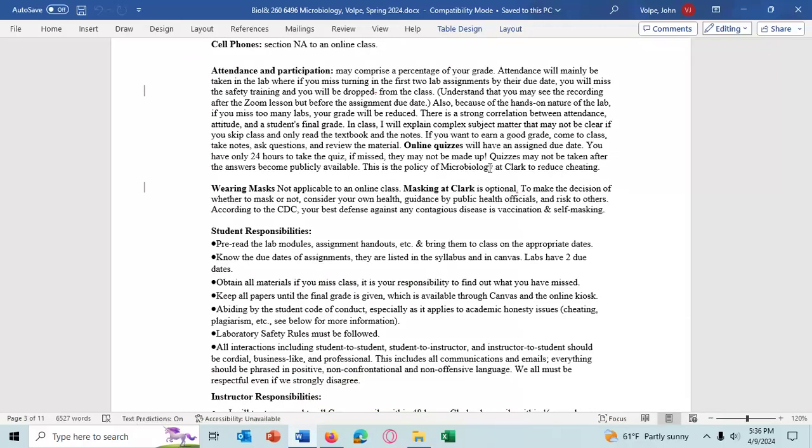Online quizzes do have a due date. They must be taken within 24 hours of the due date, generally before the due date. If missed, they may not be made up unless you make arrangements with me within about 24 hours of the quiz. After about 48 hours, the answers will show. Once the answers show online, you may not take the quiz late. So try to take the quizzes on time, and after 48 hours, you will not be allowed to take the quiz because the answers are showing.